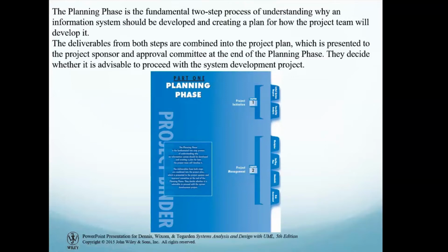So what is planning? The planning phase is a fundamental two-step process of understanding why an information system should be developed. You see, the first question: why? Why do we need a new system? Why should we develop a new digital system? And second, if we get an answer for this, that we really need a new system because of this, because of this, because of this, and once we are satisfied with the first why question, then we will create plans. If we need a system, then how to develop the system. So you see, why and then how.